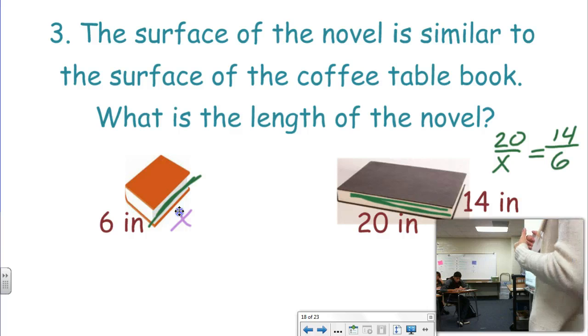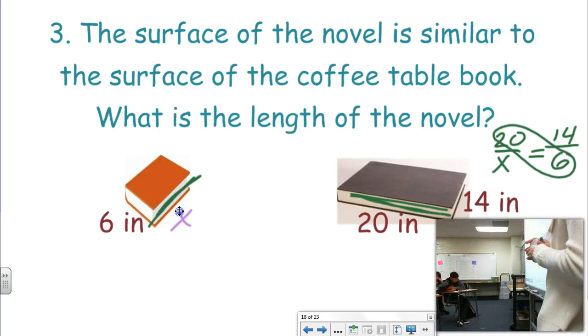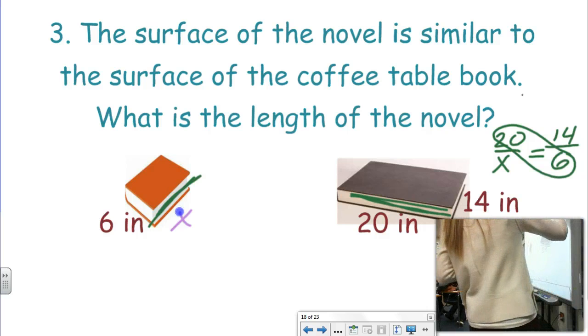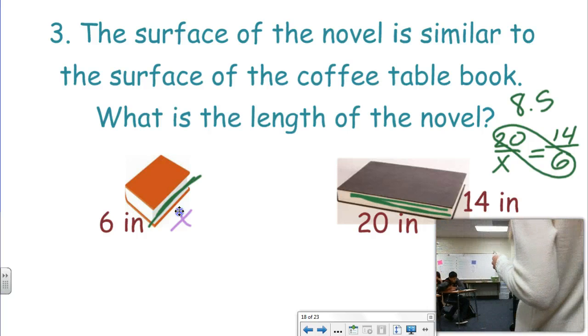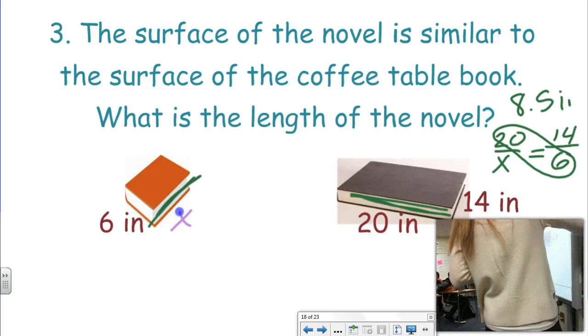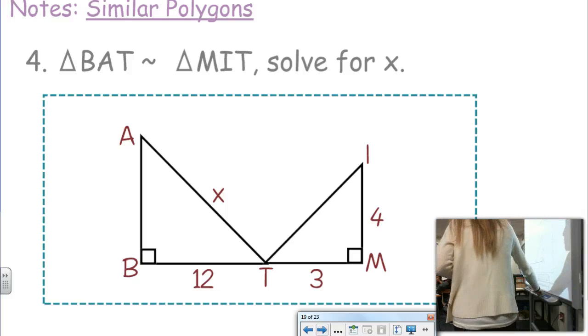20 times 6. It's okay. Go to your calculator. 20 times 6 divided by 14. 8.5. And what are our units? Inches. I-N. You need to put that because it's a real world problem. 8.5 inches long. Okay. Let's keep moving.